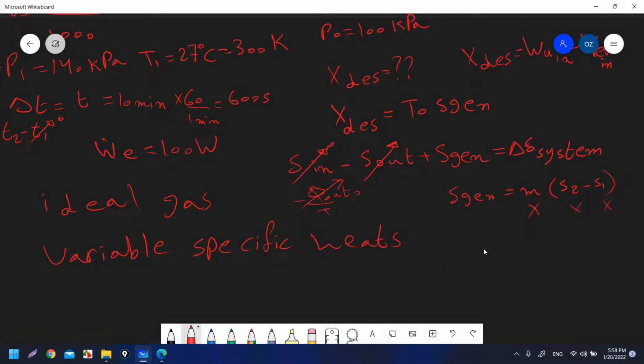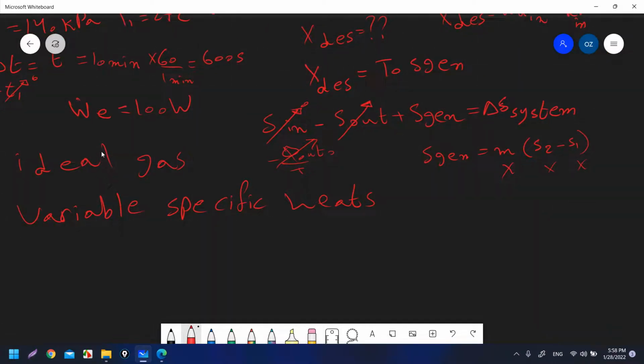Okay, so when it's an ideal gas, I can use the ideal gas law to find the mass. So the mass will be equal to PV over RT. I have the volume at the beginning, so it is V1, and I have the pressure also, P1. R, for air, is 0.287, and T1. Okay, I'll substitute in the equation.